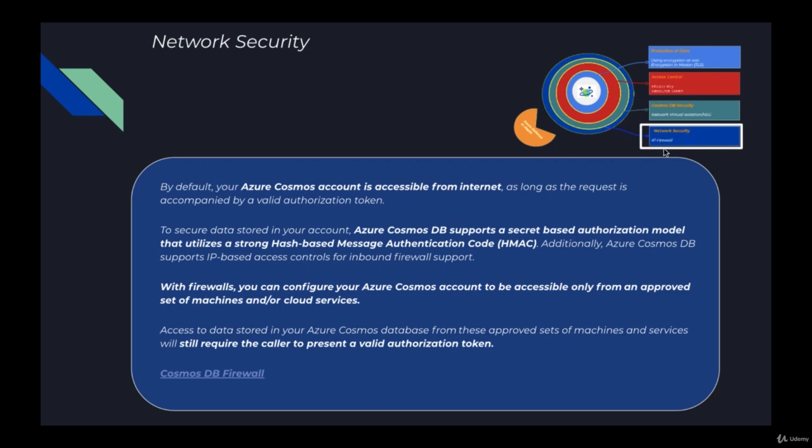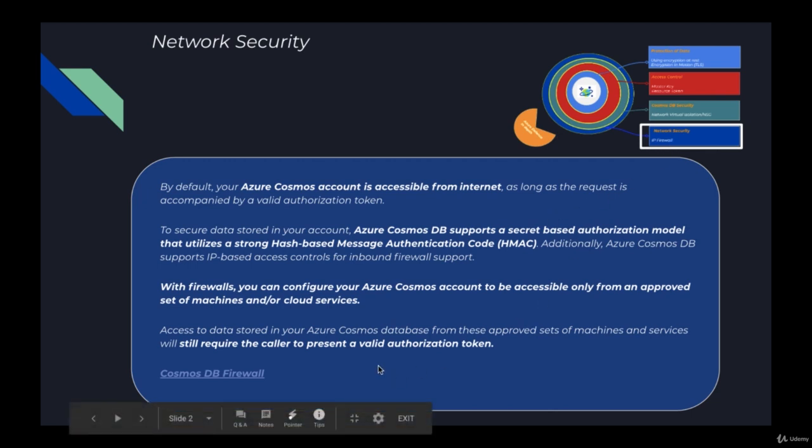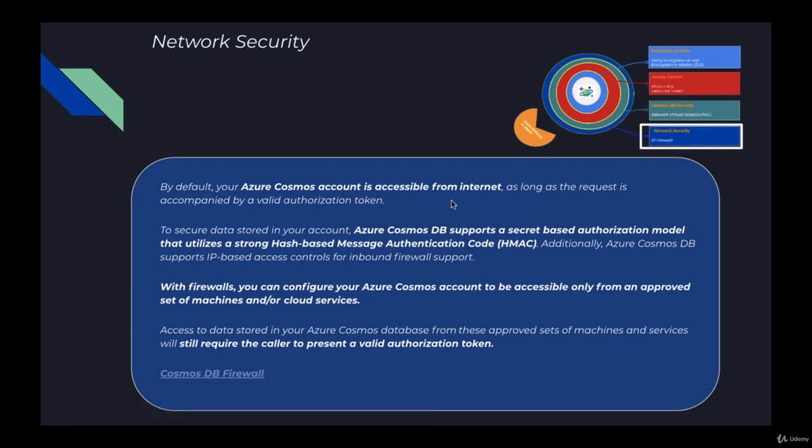One is the first layer of defense, that only these IPs are allowed. It is not a blanket access for all these IPs. Once you have allowed them, they have to present a valid authorization token. That is why in the first line we said that by default it is accessible from the internet as long as the request is accompanied by a valid authorization token. So for two kinds of security, it is always best to provide the IP restrictions, which IPs will be accessing your Cosmos DB, and then the role-based access control for who will be accessing.